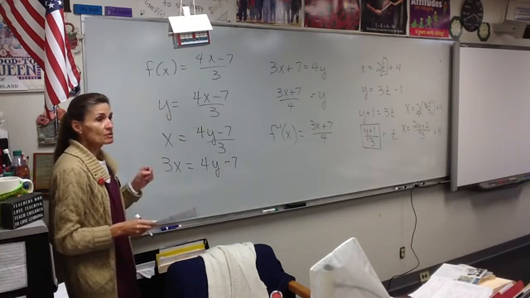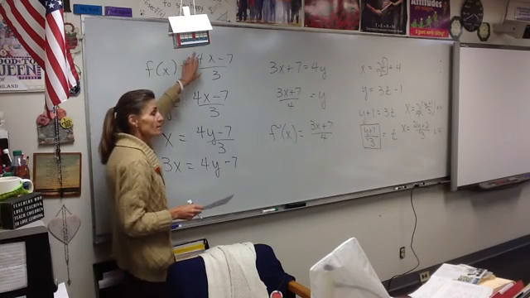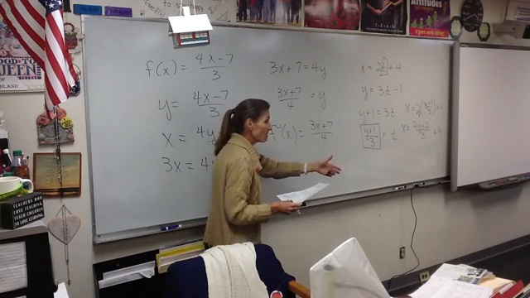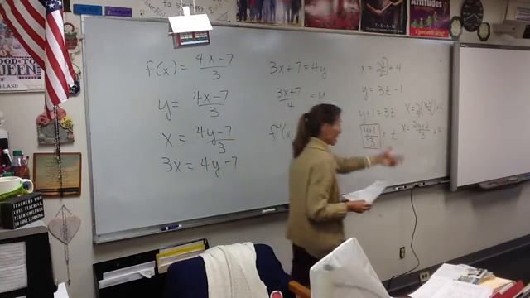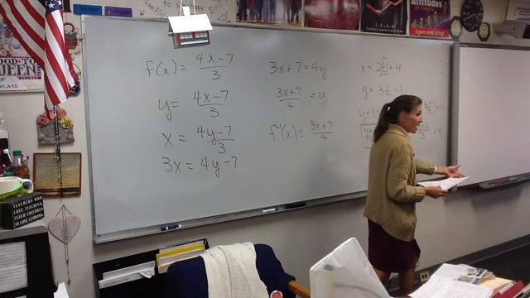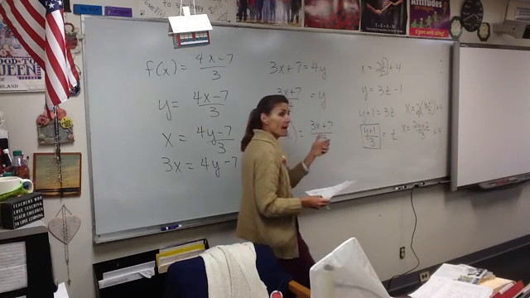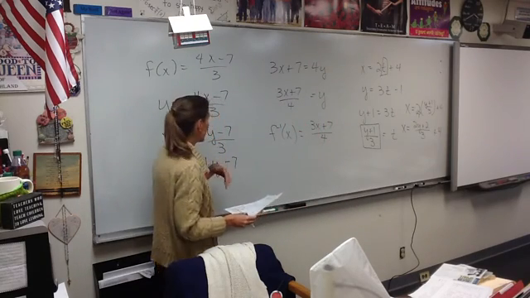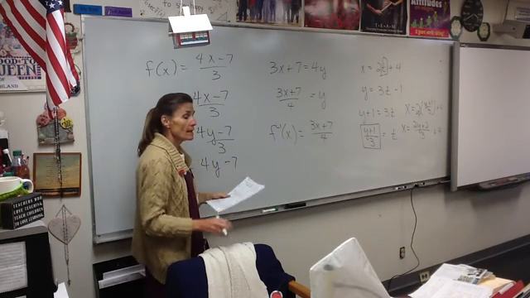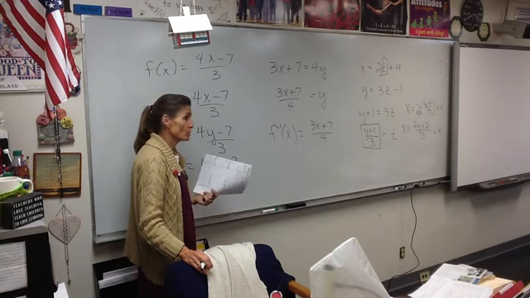Now, does that answer make sense? Yes. Because what does the original function do? It multiplies by 4, subtracts 7, divides by 3. Now undo that. You would times by 3, add 7, divide by 4. Anybody have a question about that problem? It's easier than the ones we did earlier.